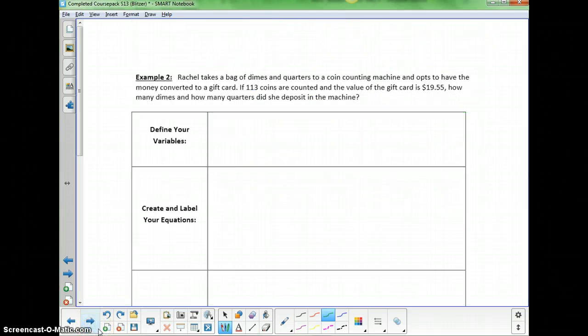In example 2, Rachel's taking a bag of dimes and quarters to a coin counting machine and opts to have the money converted to a gift card. If 113 coins are counted and the value of the gift card is $19.55, how many dimes and how many quarters did she deposit into the machine? Okay, so there are two types of quantities here, dimes and quarters, and those are going to be my two unknowns. I'm just going to use D for the number of dimes and Q for the number of quarters.